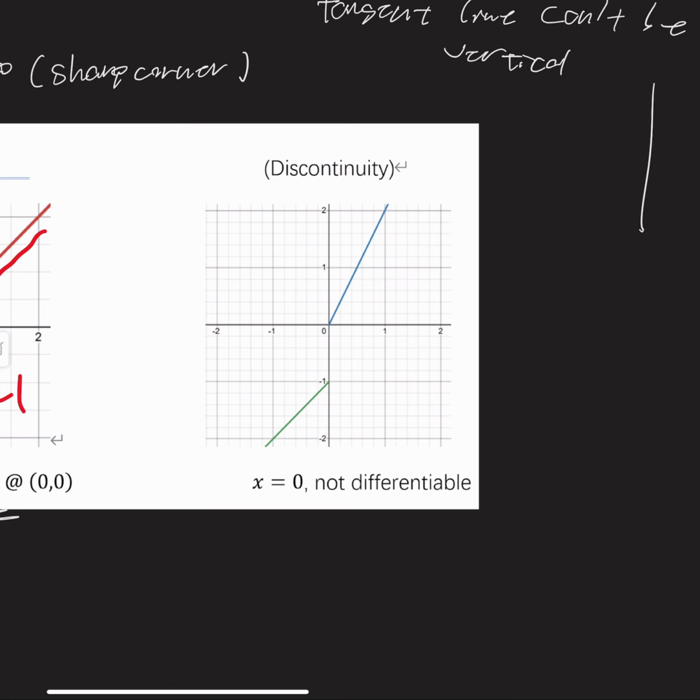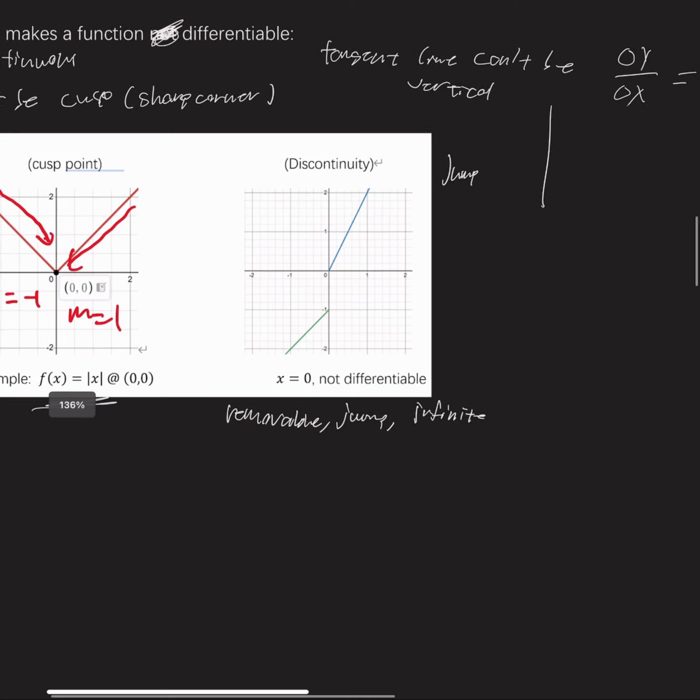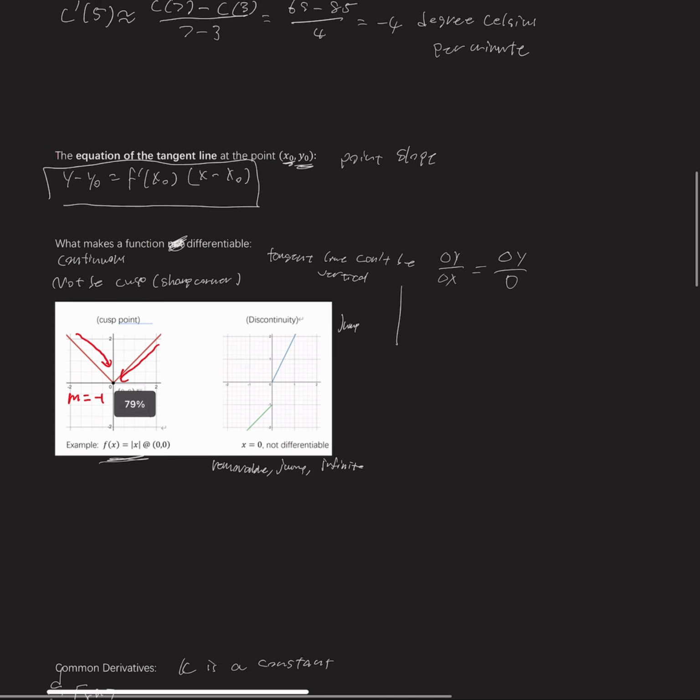And here's one example of discontinuity, a jump discontinuity. You'll see it in a piecewise function. And in fact, all three discontinuities will make the function at that point not differentiable: removable, jump, and infinite. All three will make it not differentiable. Okay.